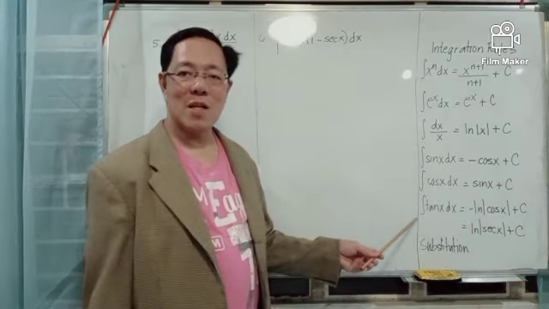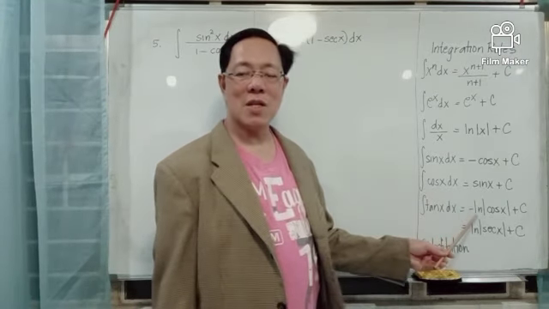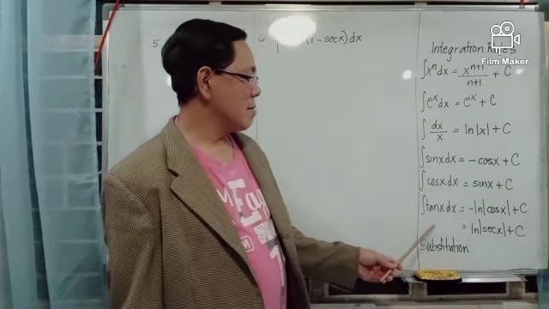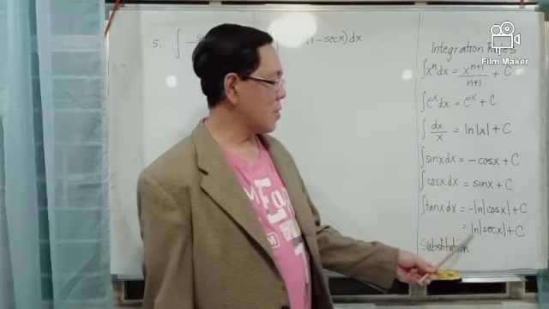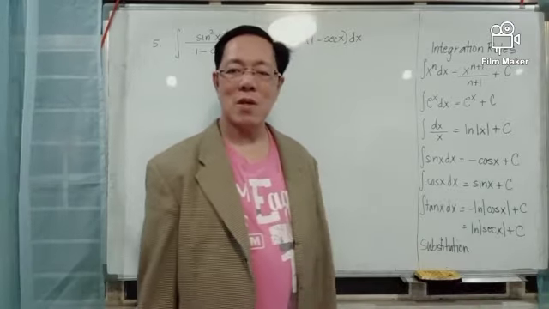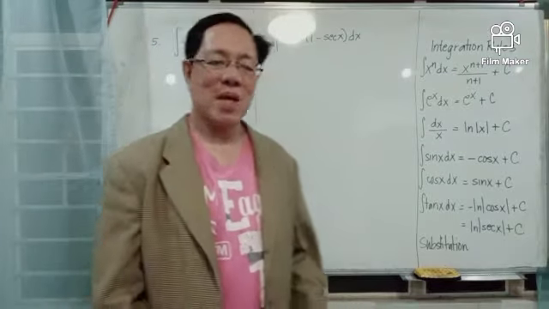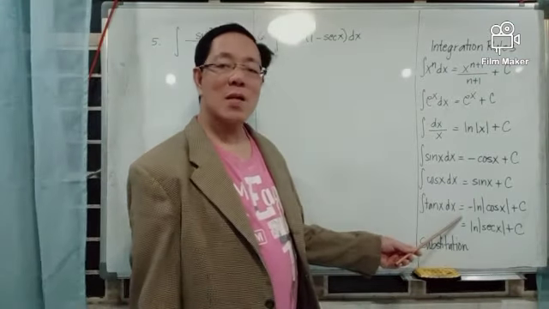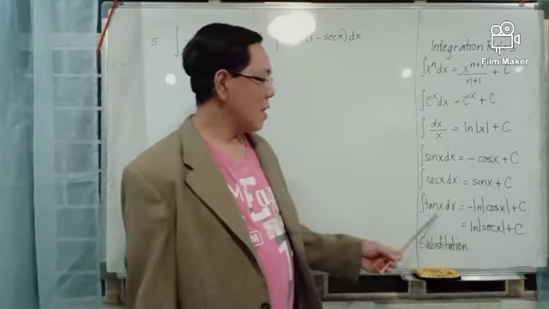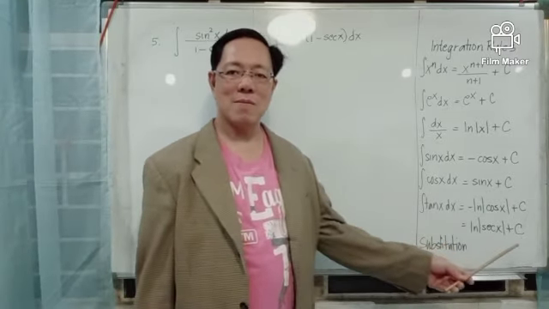And the integral of tangent x with respect to x is equal to negative of natural logarithm of the absolute value of cosine x plus c. And it is also equal to the natural logarithm of the absolute value of secant x plus c. Later on, we will show that the integral of tangent x with respect to x is really equal to negative of ln of the absolute value of cosine x plus c, and it is also equal to ln of the absolute value of secant x plus c.